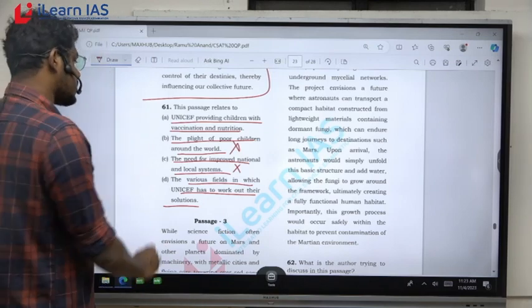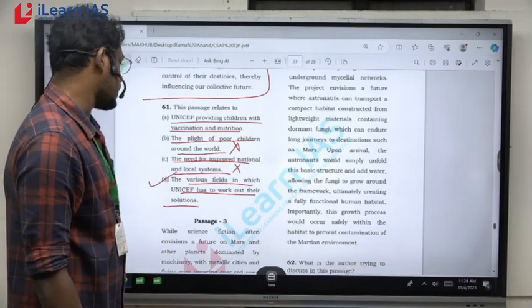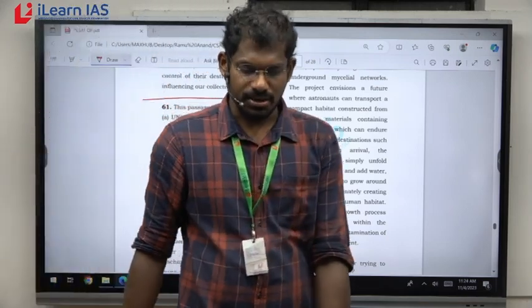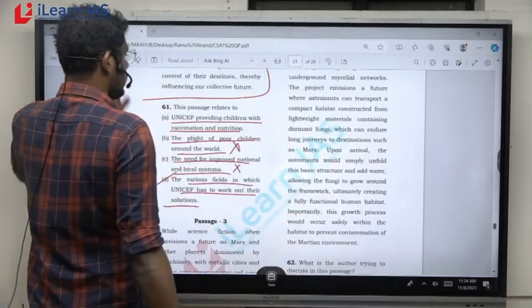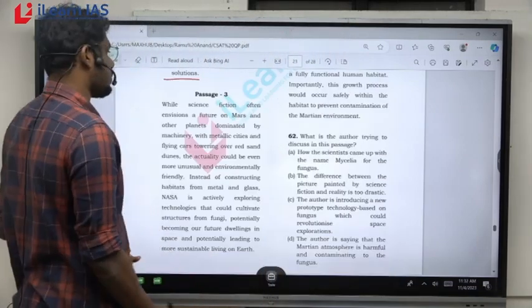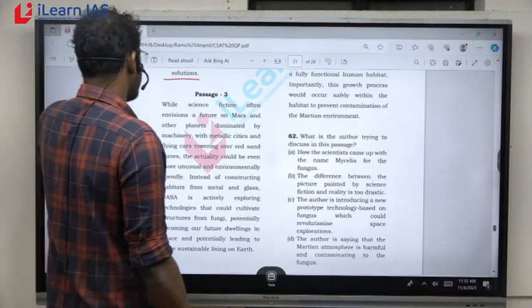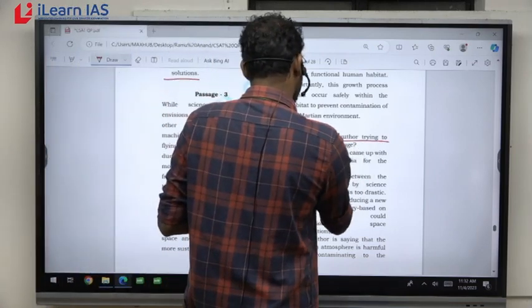Actually, the passage deals with the various fields in which UNICEF has to work out their solutions. So the answer for this question is option D. Moving to the next question. Question number 62. The question reads, what is the author trying to discuss in this passage?